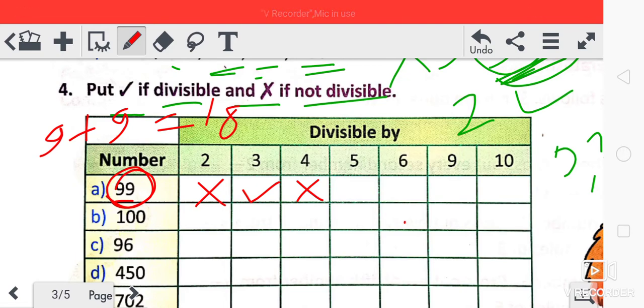5. What was the rule for 5? The last digit should be either 0 or 5. So the last digit is 9. So it is not divisible by 5.